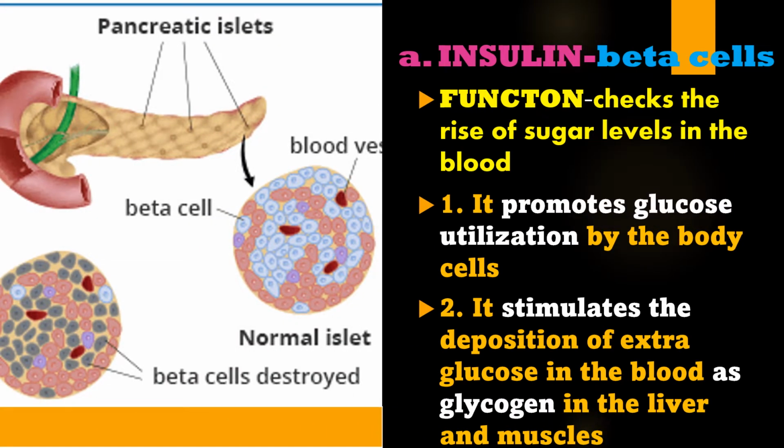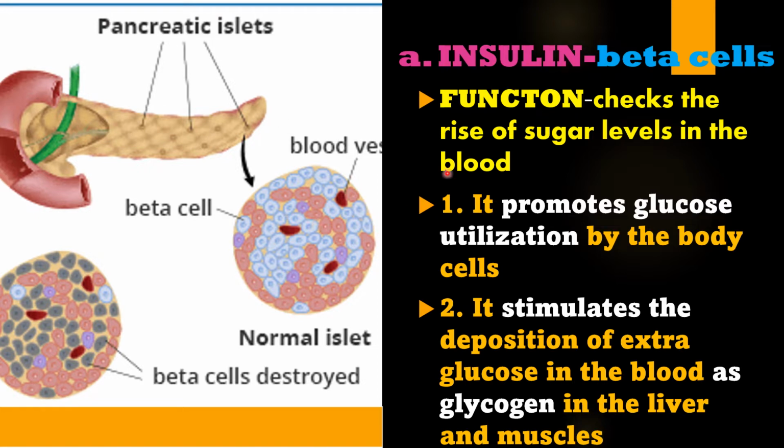Pancreas has a special group of hormone secreting cells. These hormone secreting cells are called islets of Langerhans. Islets of Langerhans consist of different types of cells: beta cells, alpha cells, delta cells, etc. Each type of cell produces different types of hormones. For example, beta cells produce insulin. Insulin is a very important hormone produced from beta cells present in the islets of Langerhans of the pancreas.